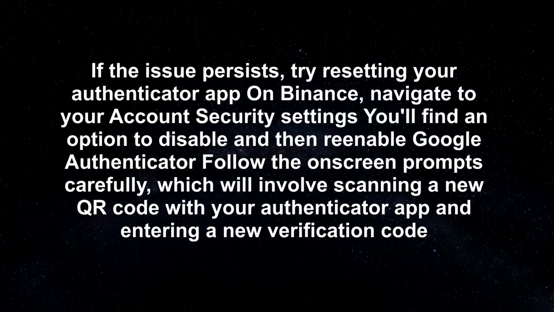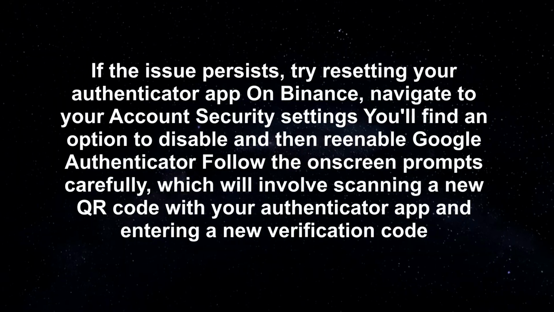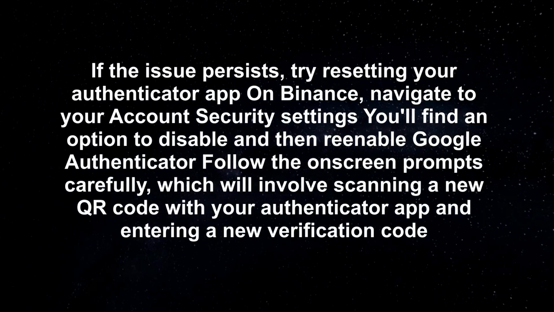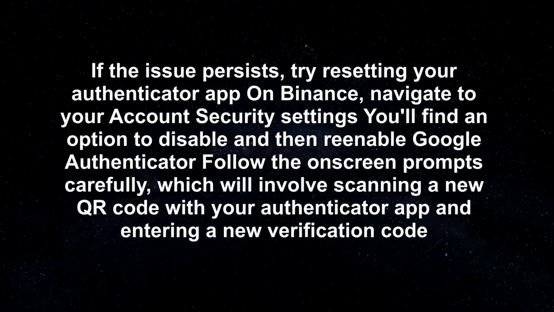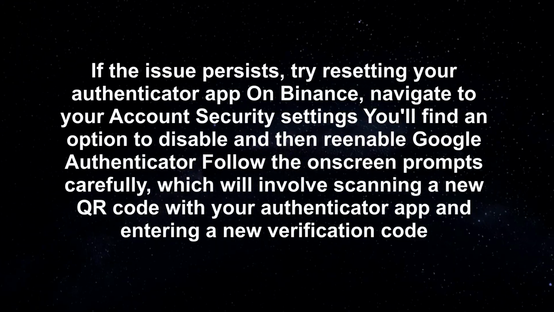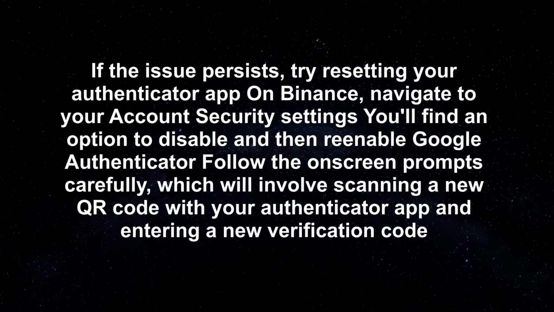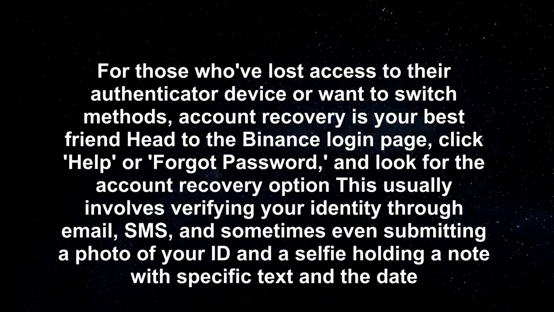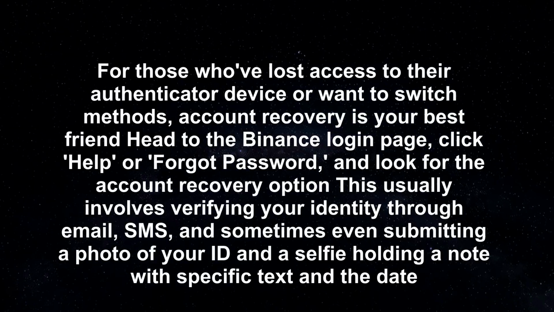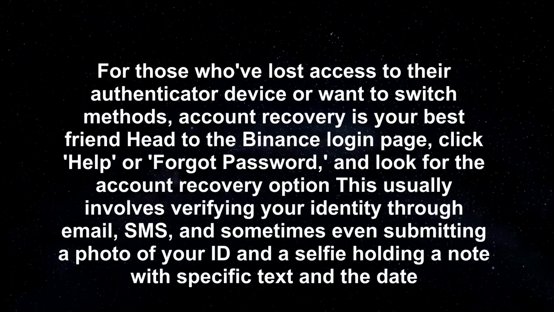Navigate to your account security settings. You'll find an option to disable and then re-enable Google Authenticator. Follow the on-screen prompts carefully, which will involve scanning a new QR code with your Authenticator app and entering a new verification code.